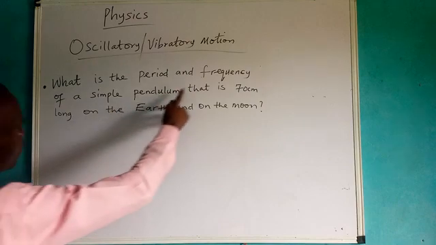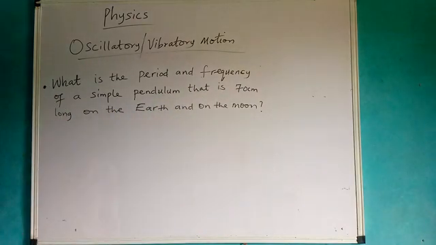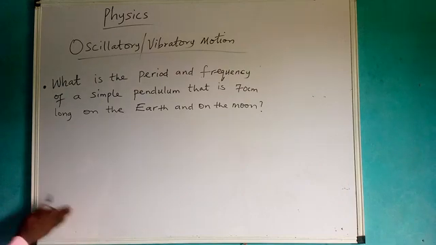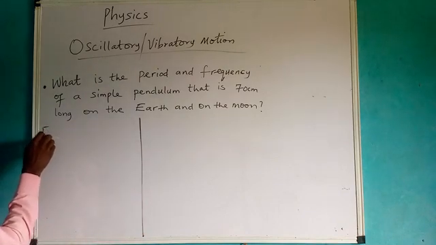So, what is the period and frequency of a simple pendulum that is 70 cm long on the Earth and on the Moon? To solve this, it is quite simple. Now, we are looking at the case of the Earth.